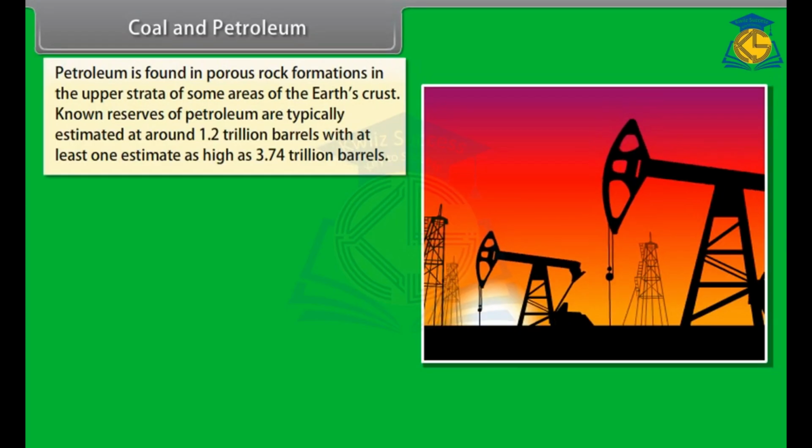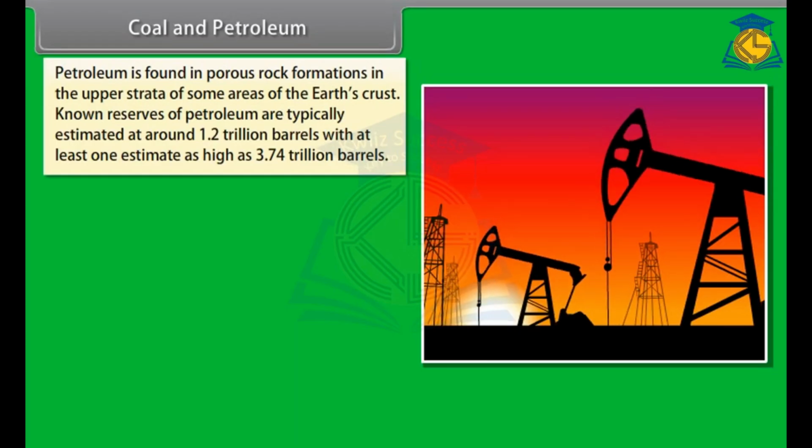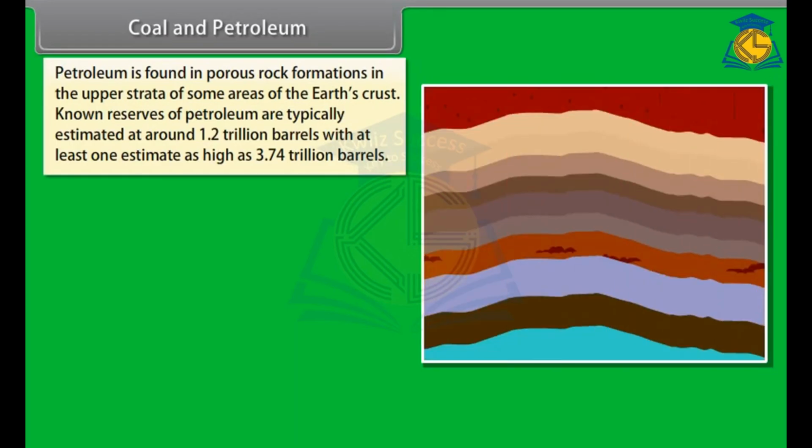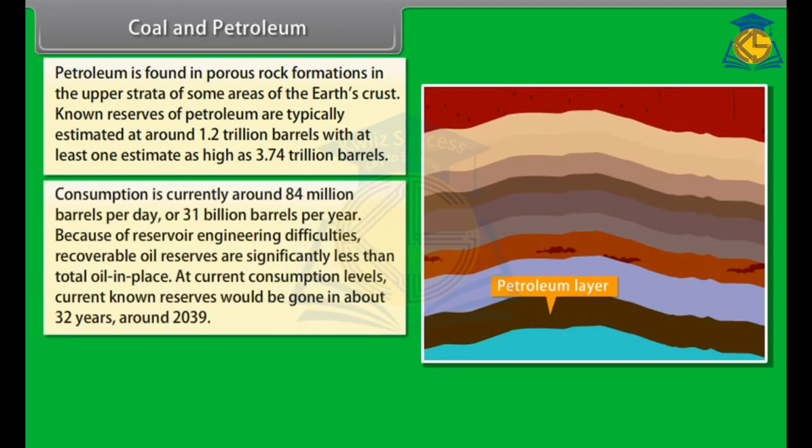Petroleum is found in porous rock formations in the upper strata of some areas of the Earth's crust. Known reserves of petroleum are typically estimated at around 1.2 trillion barrels, with at least one estimate as high as 3.74 trillion barrels. Consumption is currently around 84 million barrels per day or 31 billion barrels per year.